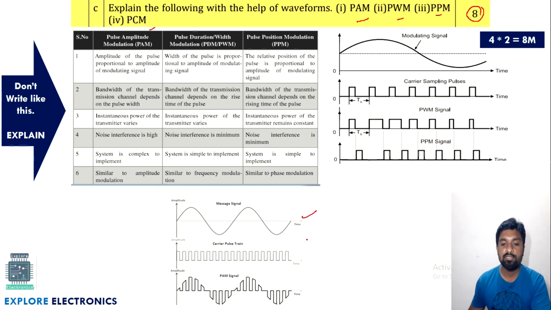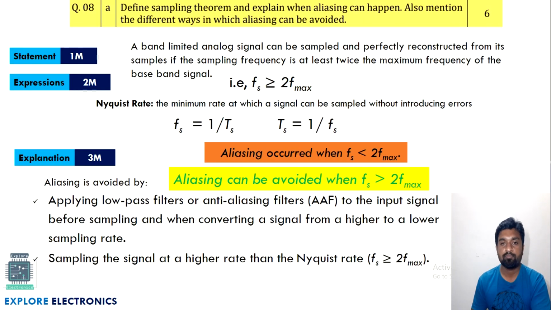You need to write one message signal, one carrier, and then these 4 waveforms are sufficient. For PCM, we will be having a sampling and quantization block diagram. You can write that, fetching the maximum marks. And define sampling theorem and explain when aliasing can happen. Also mention the different ways to mitigate that, meaning aliasing can be avoided.